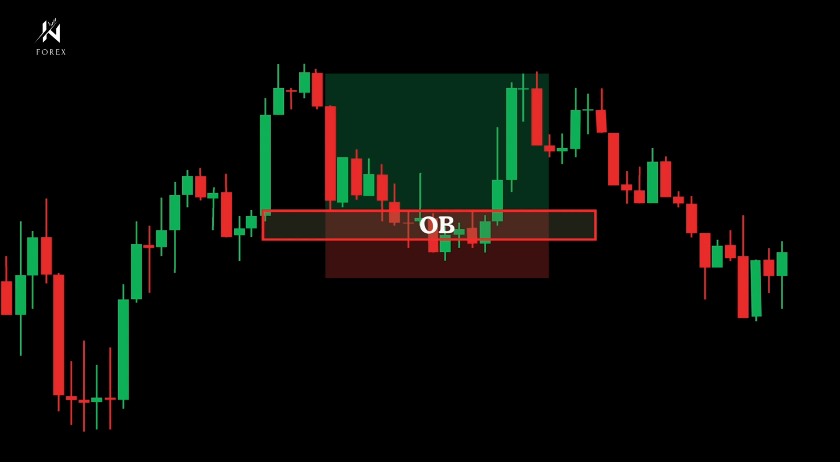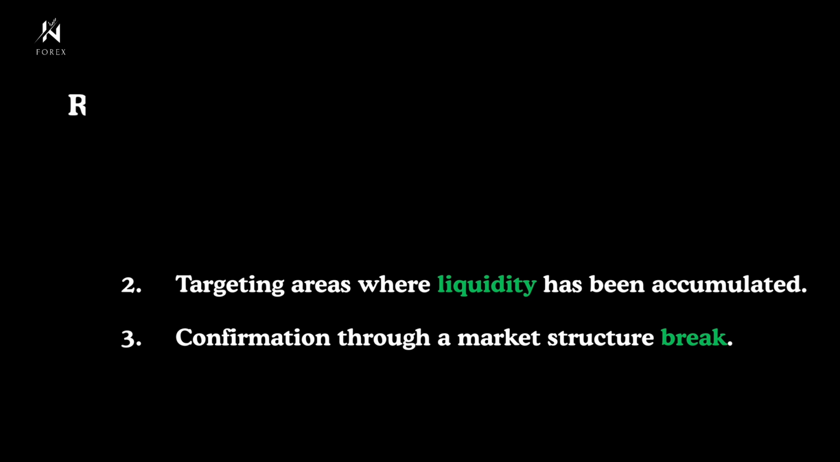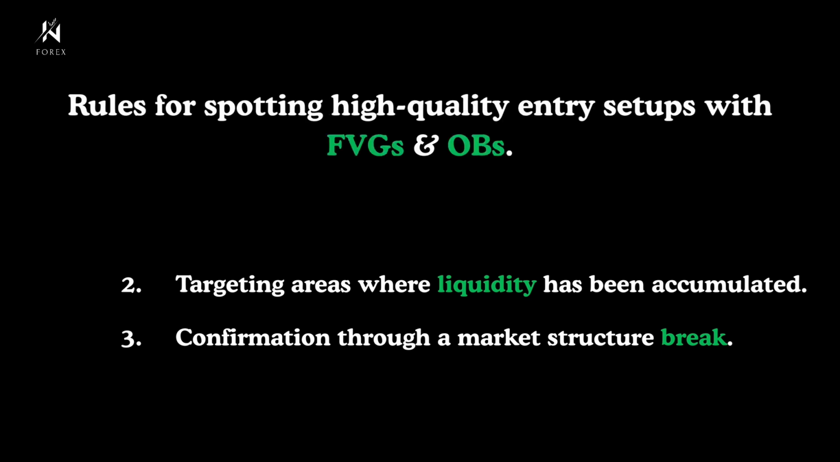All that said, after extensively backtesting both order blocks and FVGs across various currency pairs, we've found they tend to deliver strong results when specific conditions are met. Let's go over 3 key rules for spotting high-quality entry setups with FVGs and order blocks. Rule 1.